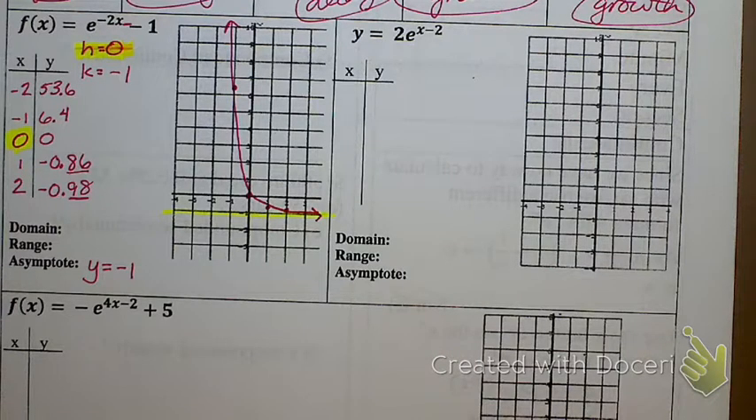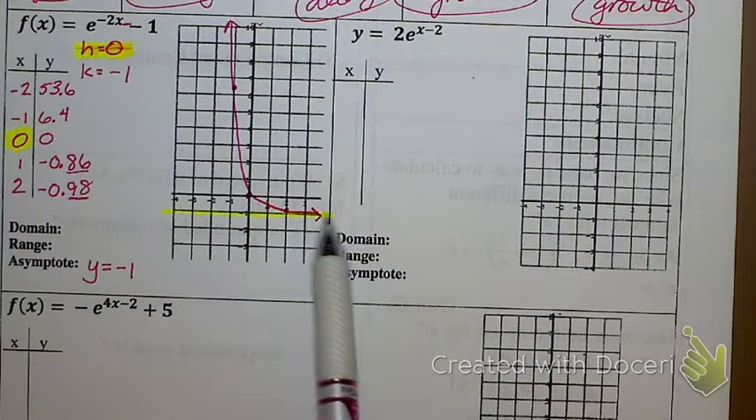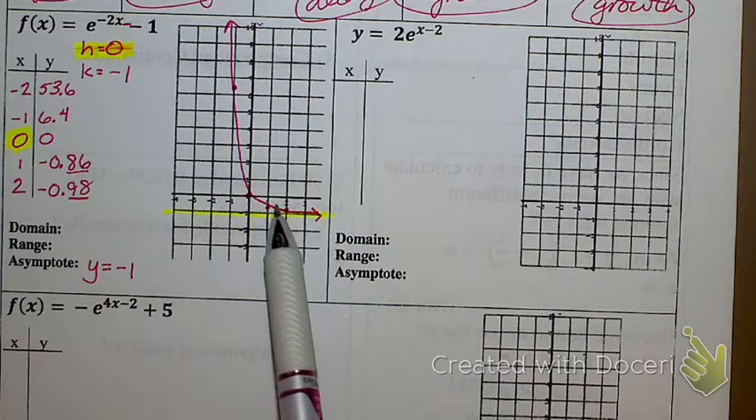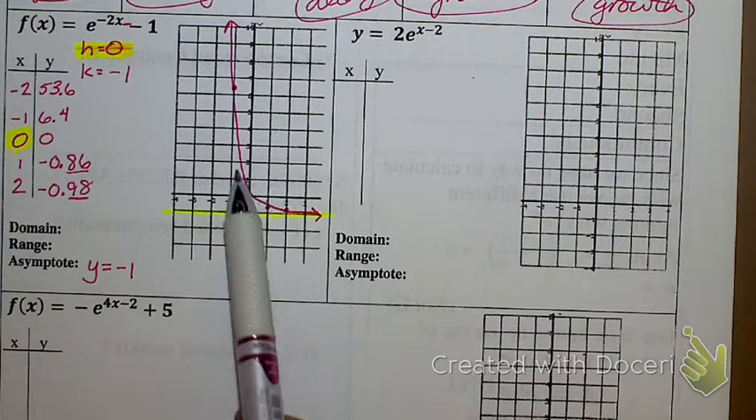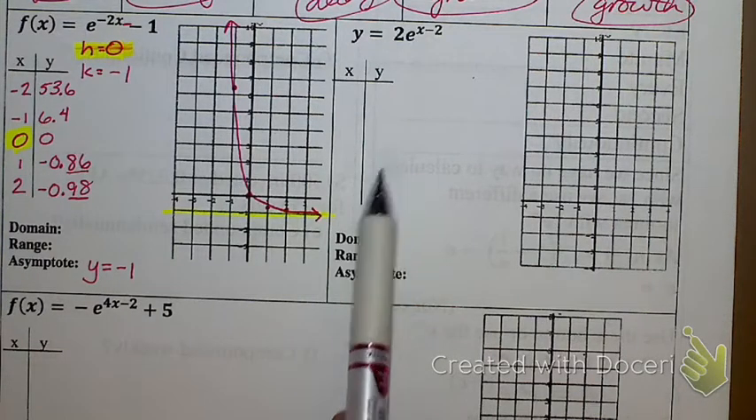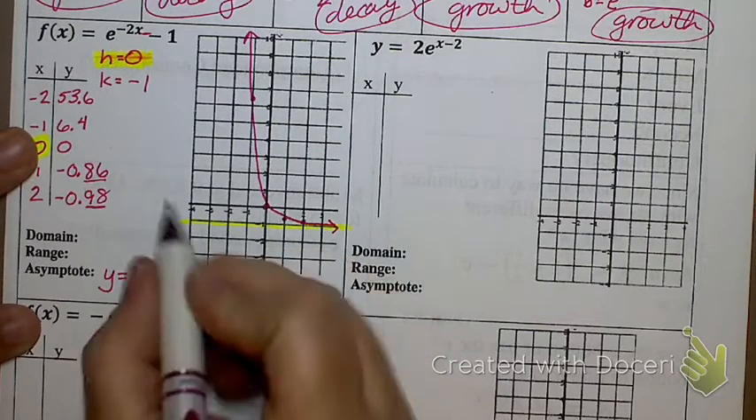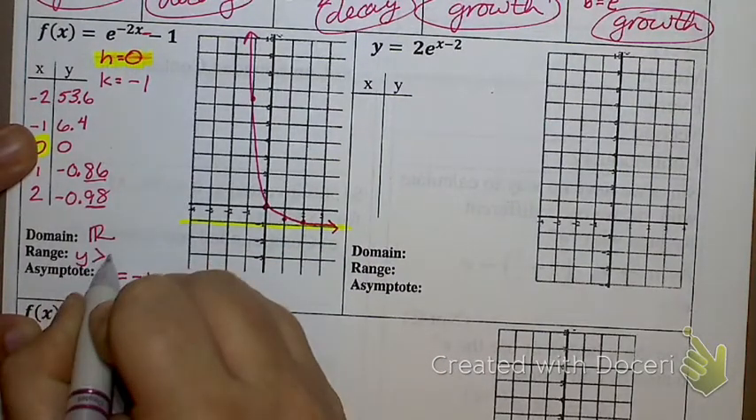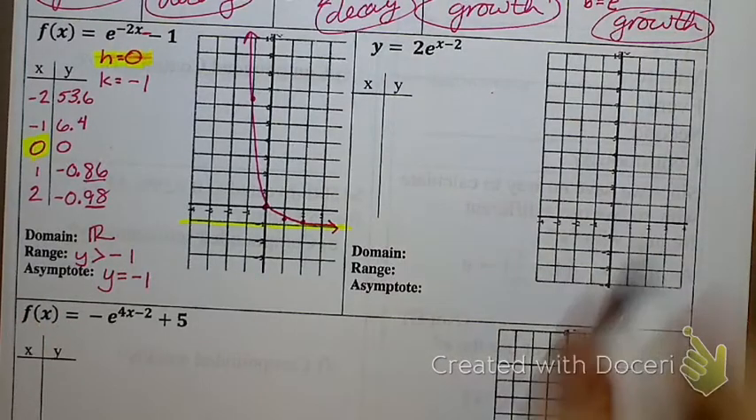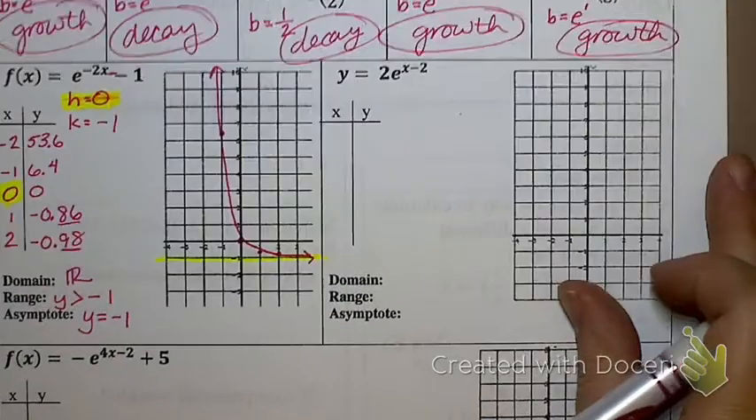Okay? Again, that curve that you're drawing cannot cross over that asymptote. It also cannot curve back up. Some people get lazy and they just go whoop, and then they start curving it back up. It cannot curve back up. That's not what it's doing. Okay? What's my domain? And my range? Y is greater than -1. Easy peasy? Okay. Let's try the next one.